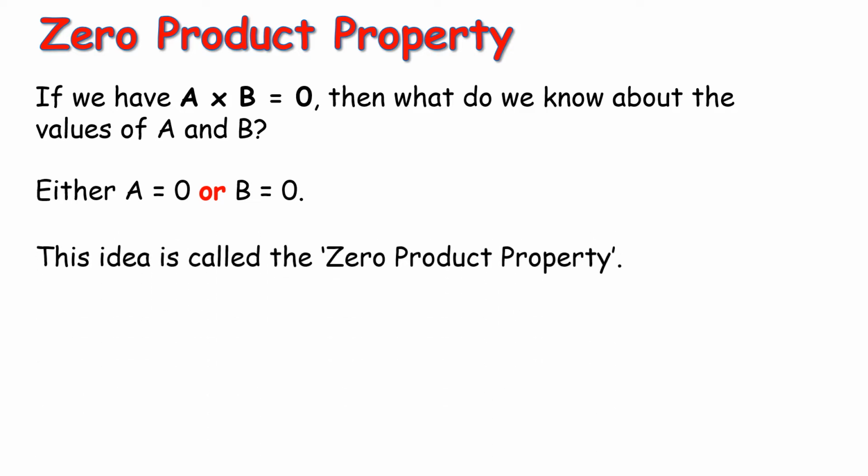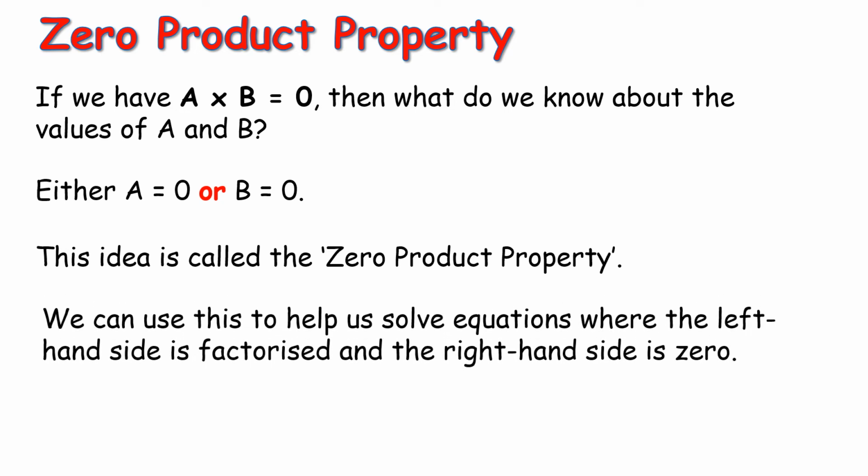So this idea is called the zero product property. We're going to use this to help us solve equations where we have already got our quadratic factorized. So I'm going to be really nice here. I'm going to give it to you in factored form. And then we'll go back to revising our factorization from last week. So let's take our first example. Example 1.